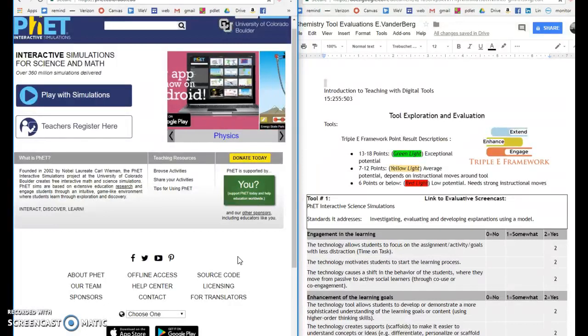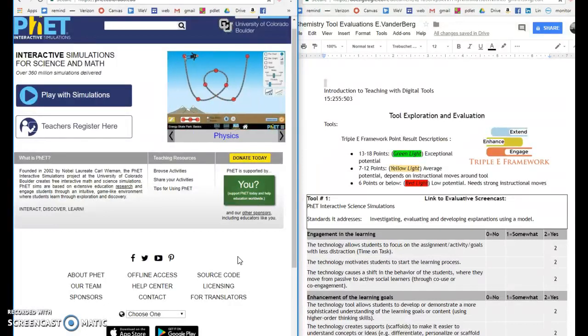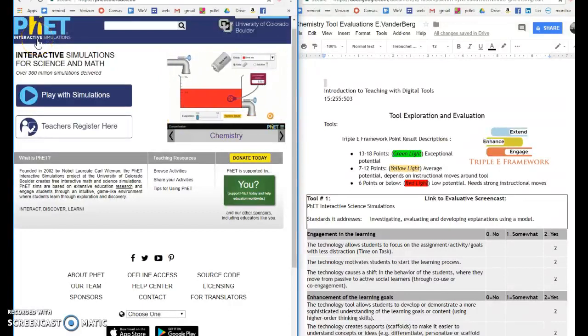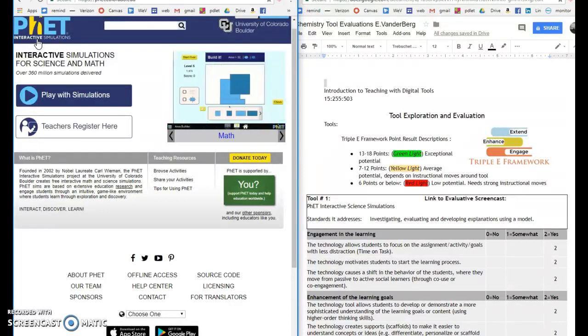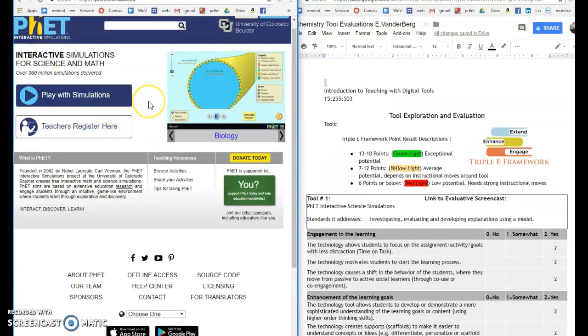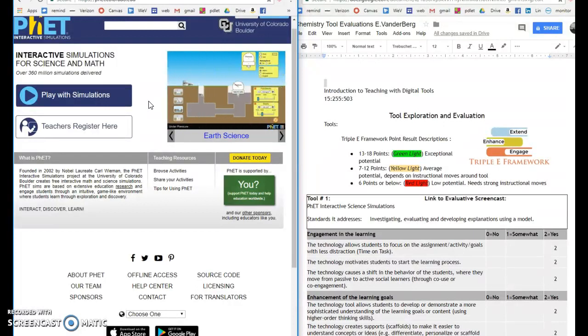Pretty amazing tool. It's called PhET Interactive Science Simulations. Here it is. There are a variety of interactive science and math simulations, and I'm going to show you one. And it actually earned 18 points on the triple E scale.